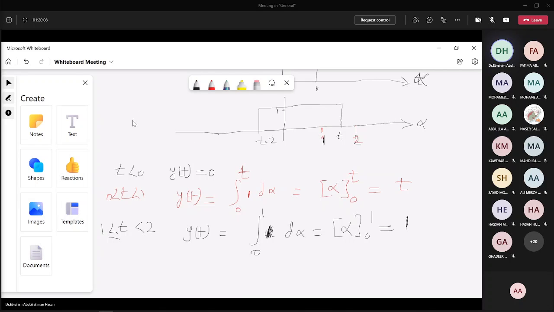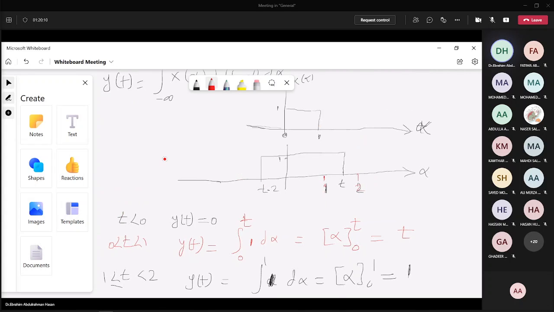Then after that, move it forward. This is 2, this is 3. If I move it here somewhere here, I will have width 2, so this is 1, this is 2, so it will be until here, so this is t minus 2.